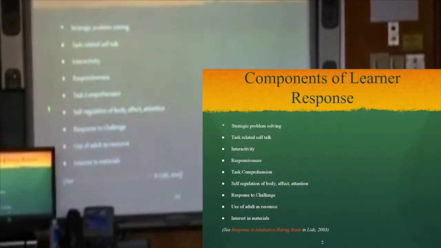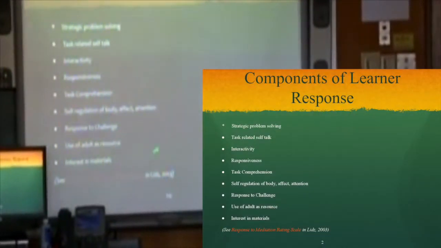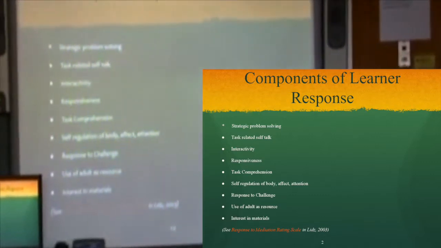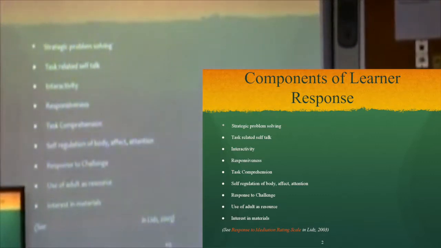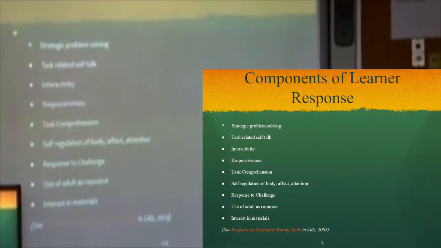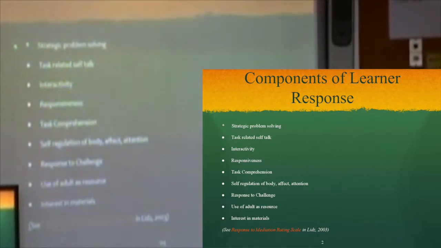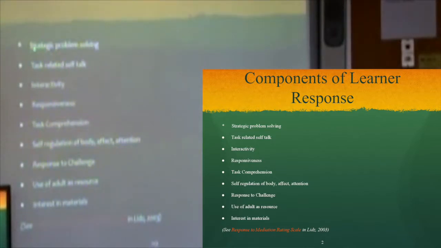Okay, so if we're doing this mediational thing, we are interested in the learner response scale, the response to mediation scale. These are the components that are on that, because we are interested in profiling that as well. These are scaled, so there are scores that go in there. Are we seeing strategic problem solving? Are we seeing task-related self-talk? There's a lot of research on the importance of self-talk. Those of you who are familiar with Vygotsky's work.